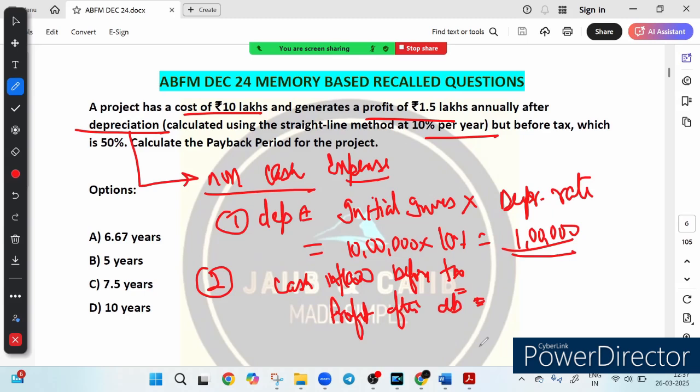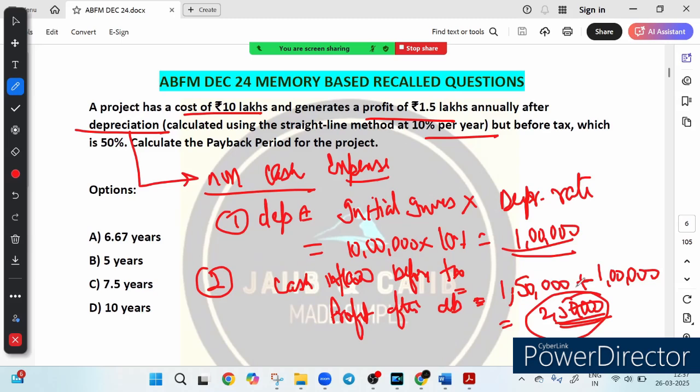You can see the profit is 1.5 lakh. So after taking depreciation into account, you first write 1 lakh 50,000, plus you add back depreciation. Why is depreciation added back? Because it is a non-cash expense. Depreciation is only recorded on the books, but it does not actually happen. So we add this 1 lakh back. This gives us 2 lakh 50,000, which is the total cash inflow before tax.